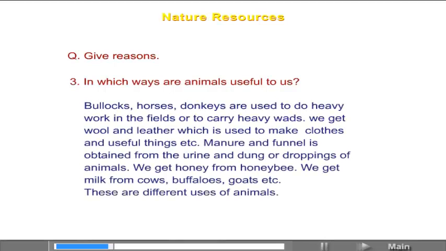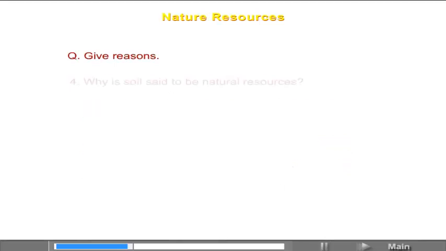Bullocks, horses, donkeys are used to do heavy work in the fields or to carry heavy loads. We get wool and leather, which are used to make clothes and useful things, etc. Manure and fuel are obtained from the urine and dung or droppings of animals. We get honey from honeybees. We get milk from cows, buffaloes, goats, etc. These are different uses of animals.